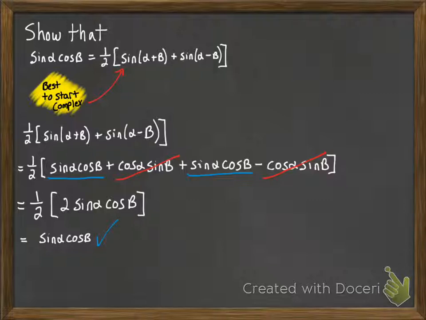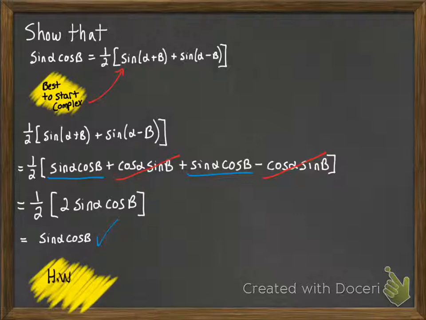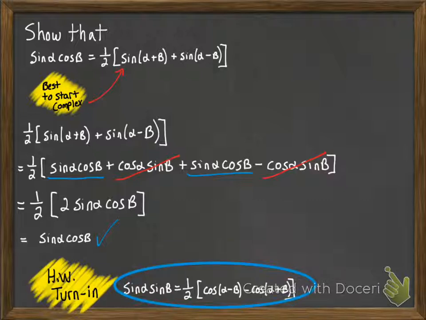Okay, don't stop things yet, because now is your problem. This is a problem for you to turn in class. I've shown you one identity, I've now shown you proved another identity. So this is your problem to turn in. That is to show that sine alpha, sine beta, is equal to 1/2 of cosine of alpha minus beta minus cosine of alpha plus beta. And you can turn that in class.